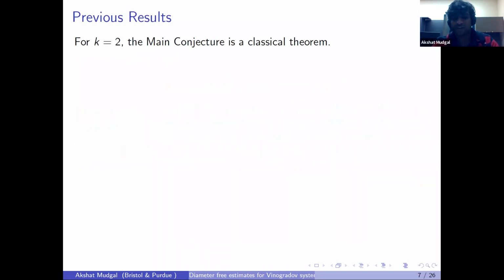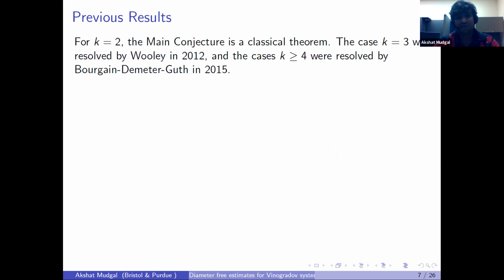You can derive it using some nice divisor estimates. But as soon as you move to a higher degree, even if you go to k equals 3, this was open till quite recently, and it was resolved by Trevor Wooley in 2012 using his efficient congruencing techniques. And the higher degree cases were resolved by Bourgain-Demeter-Guth using decoupling techniques, that is, methods from harmonic analysis. So in fact, this very nice looking conjecture was open till quite recently.